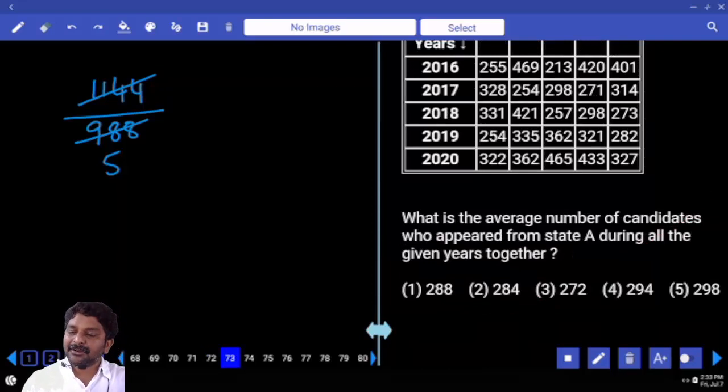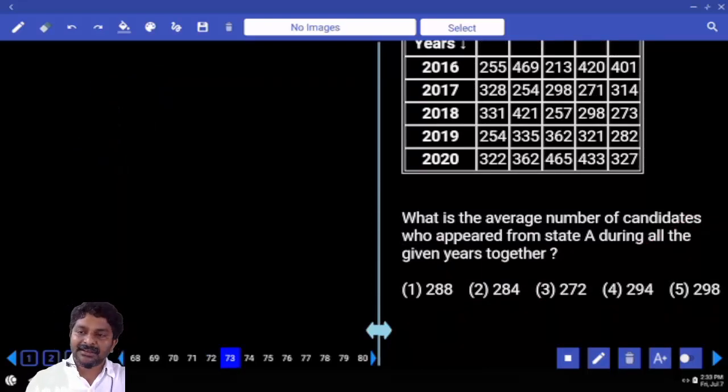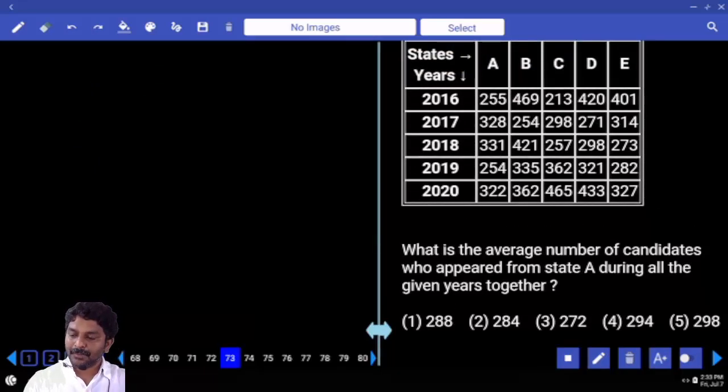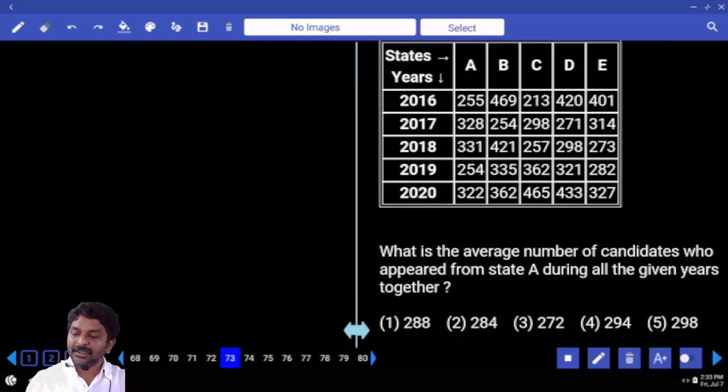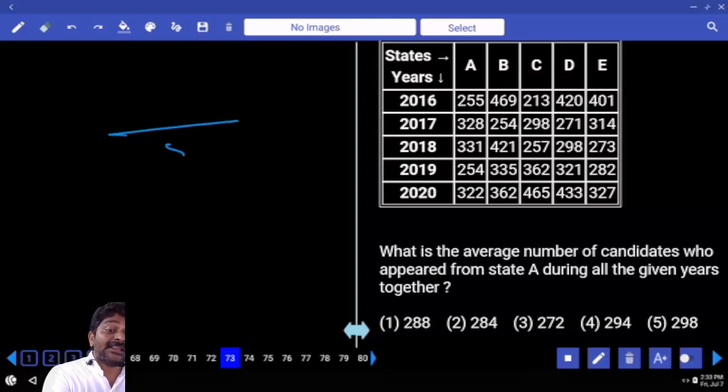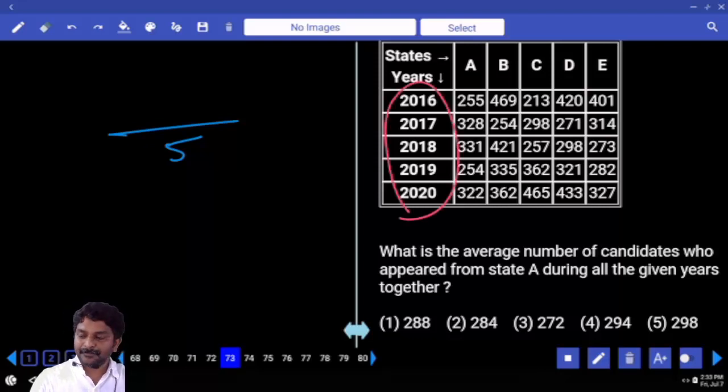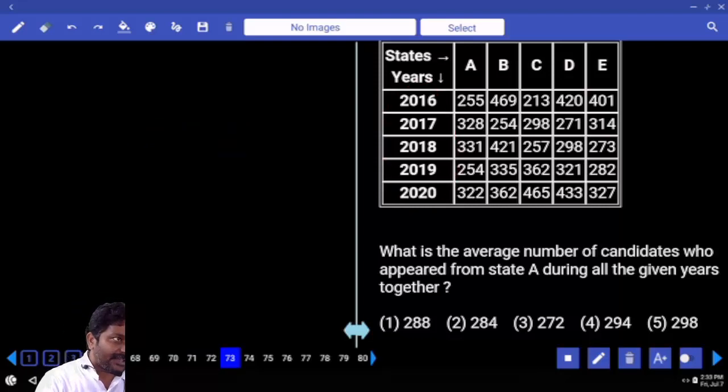What is the average number of candidates who appeared from state A during all the given years together? State A, right? So can we verify last digit verification? Why? If the denominator is 5, you cannot verify last digit. You can decide only whether the answer is even number or odd number. So here how many years are there? As the denominator is 5, you cannot do that.